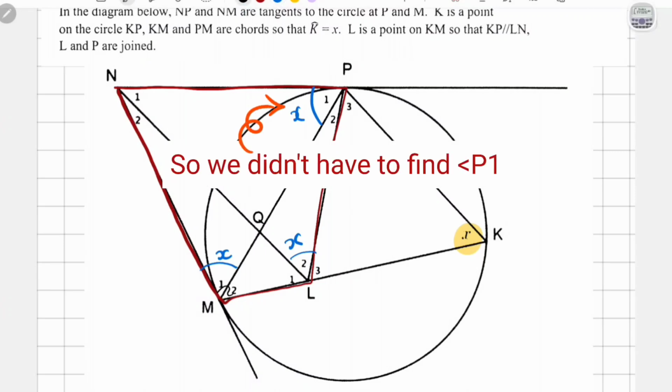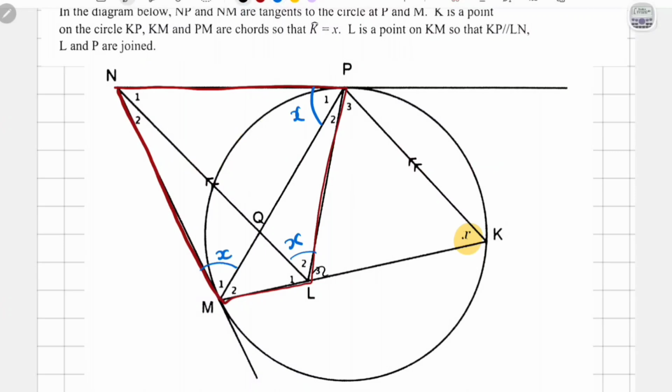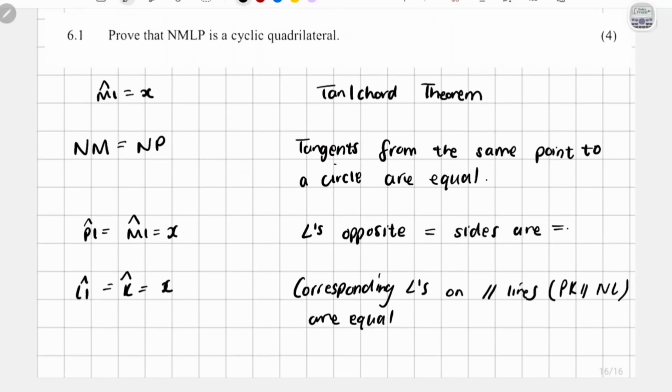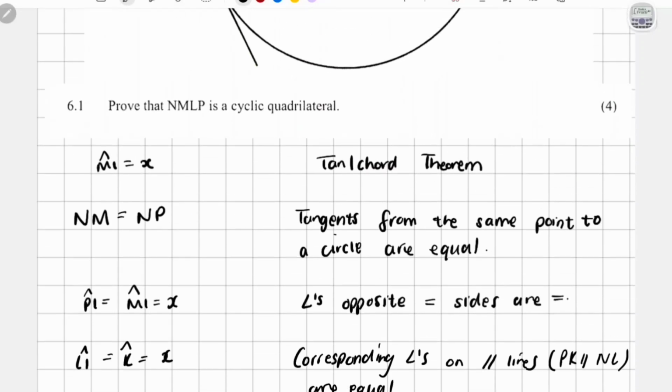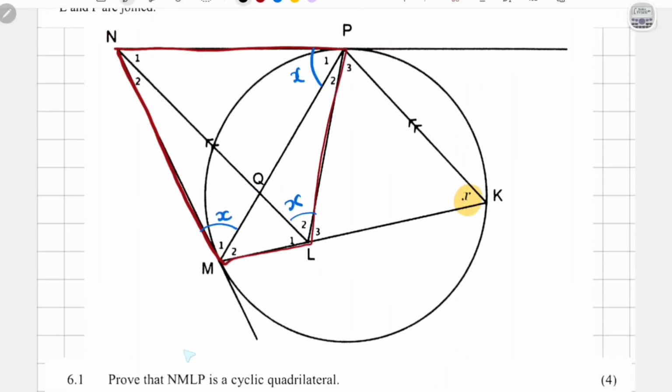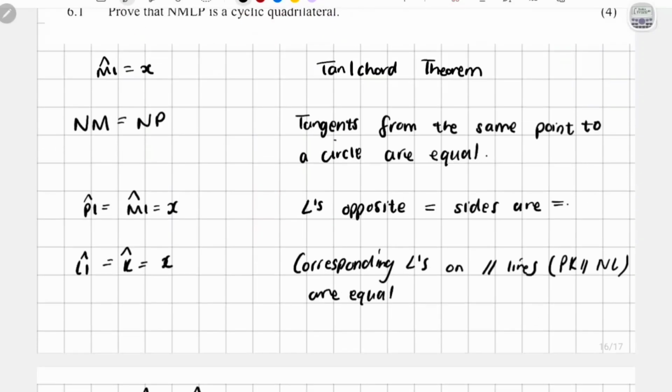So you can conclude, therefore, that angle M1 is actually equal to angle L2. So that's what I'm concluding first, that angle M1 is equal to angle L2. And since they're equal, it means that that shape is actually a cyclic quadrilateral. NMLP is a cyclic quadrilateral.